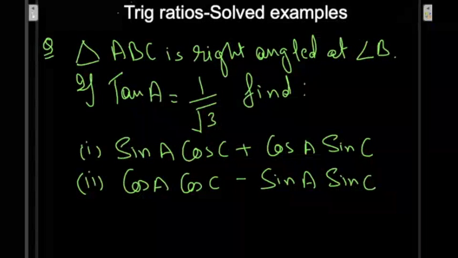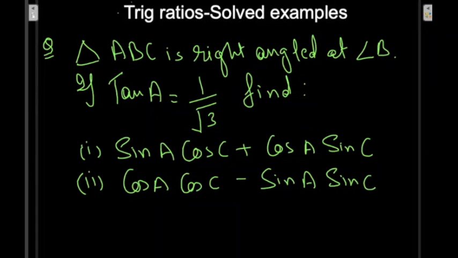So welcome back. In this video, we'll continue solving a few questions on trigonometric ratios. Now let's take this question which says that a triangle ABC is right angled at angle B, and we have been given the value of tangent of A, which is 1 over under root 3.